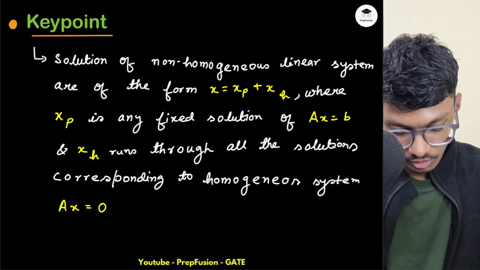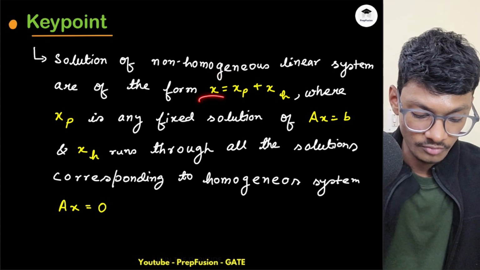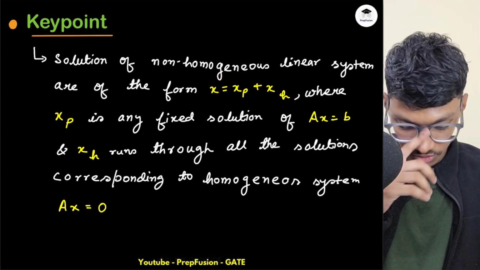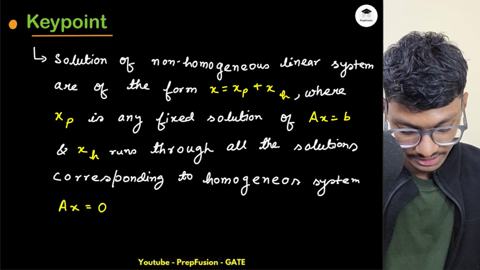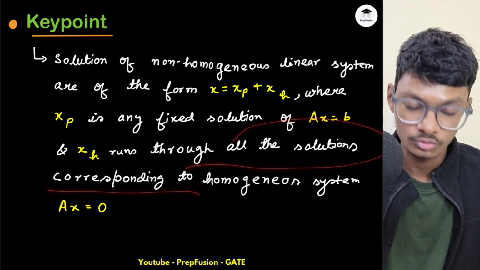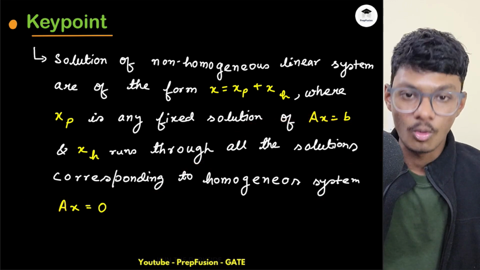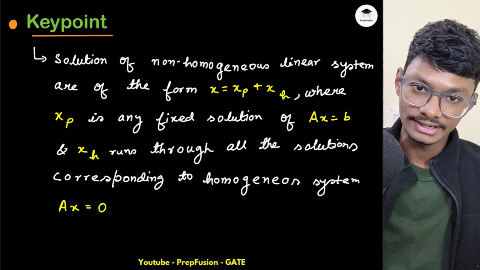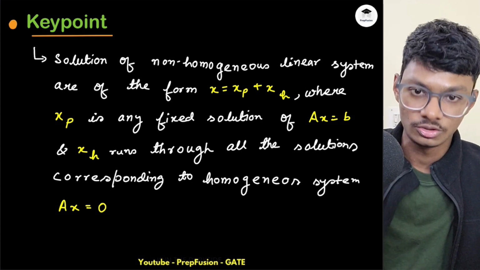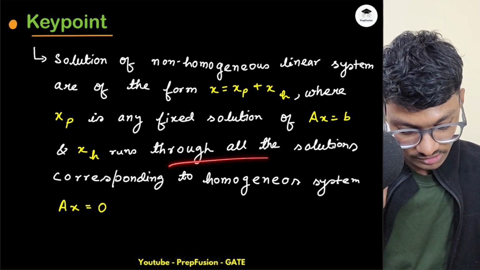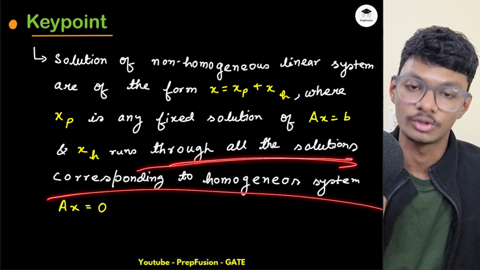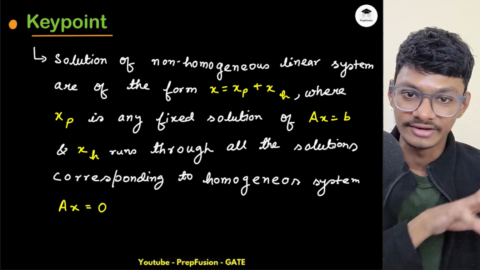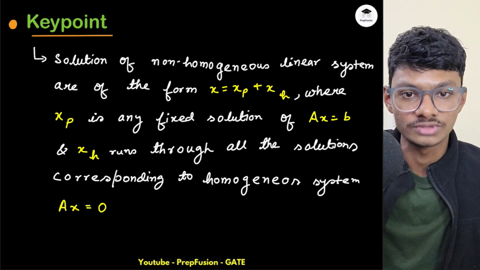I have also written the points over here. Solutions of a non-homogeneous linear system are of the form x equals xp plus xh, where xp is any fixed particular solution of Ax equals b, and xh runs through all the solutions corresponding to the homogeneous equation. Because for a homogeneous equation, we'll either get infinite solutions or the zero solution. We'll see that. That's why it says it runs through all the corresponding solutions, because we have two free variables and the free variables are free to take any values. Hence we get an infinite number of solutions over there.